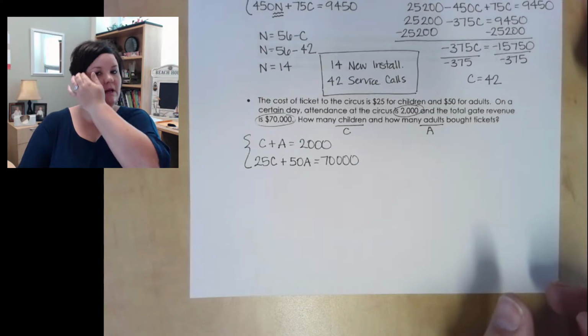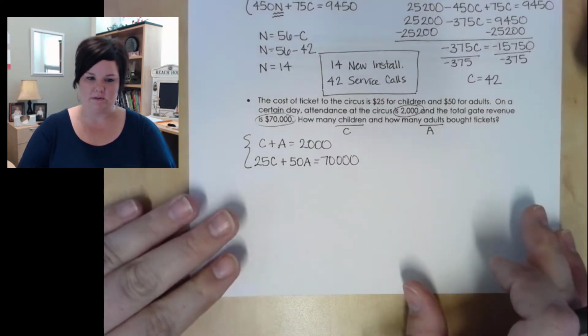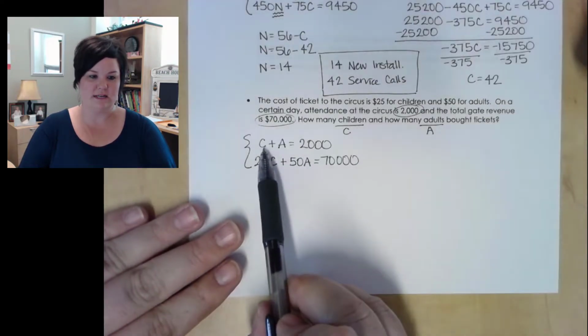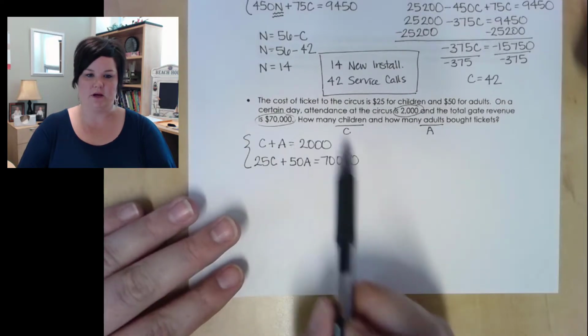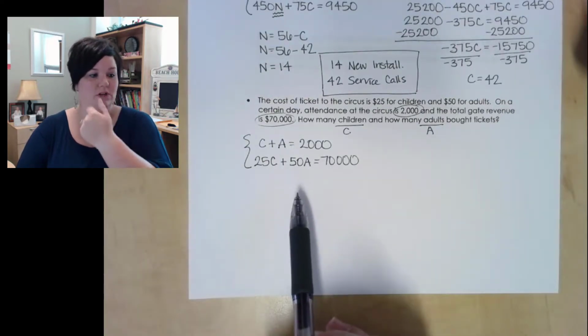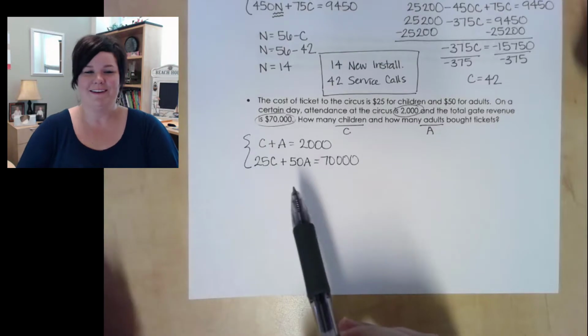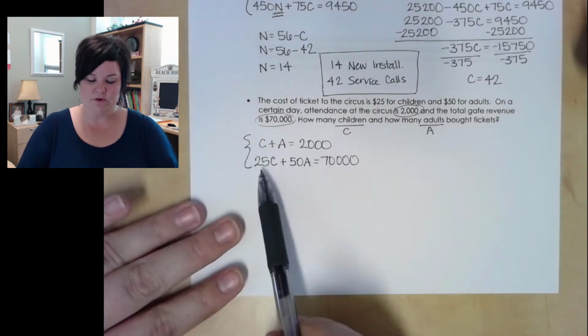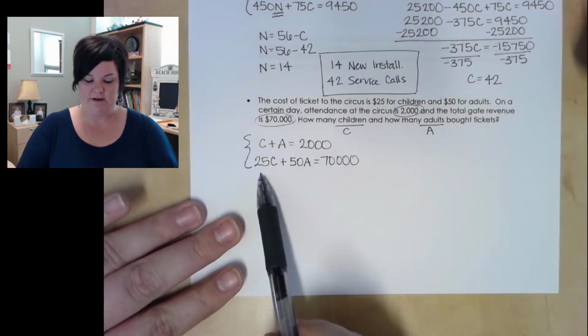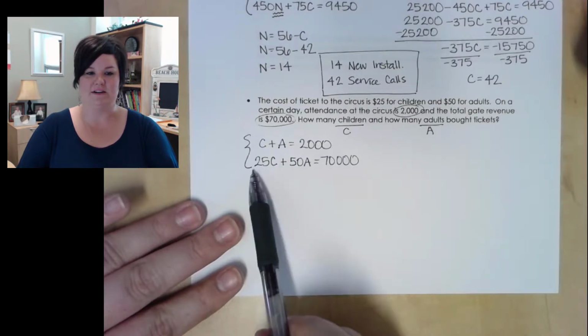So I can solve this one very similar to the way I did the last one. I could solve this top equation for C or A and then plug it into the bottom equation. But I'm going to solve this one using elimination because that's my favorite. Okay, so I look at the numbers to see which one's bigger or smaller, right? 25 is a lot smaller than 50, so I'm going to clear C.